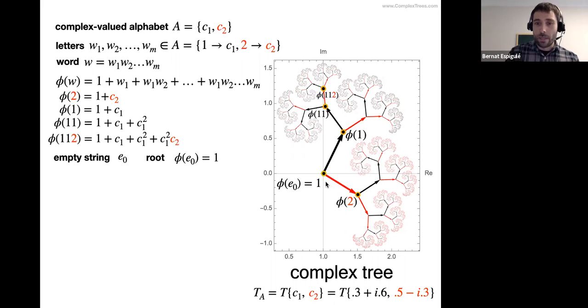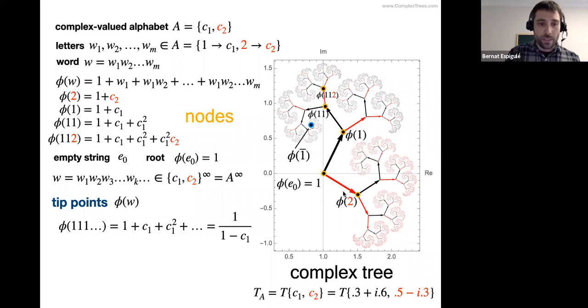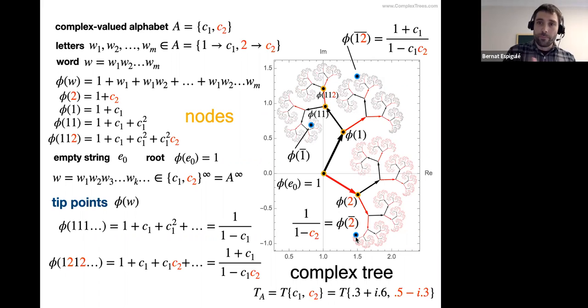The empty string is always mapped at 1, and that's what I call the nodes of the tree, in yellow. But then if your word is made out of infinite letters, then you have tip points. So that's a typical example of just 1, 1, 1, where you have this closed form for the geometric series. You can take the C2 letter, and then you get this other node there, but then you can also have periodic or eventually periodic words, where you have these closed forms that you can use to find the nodes.